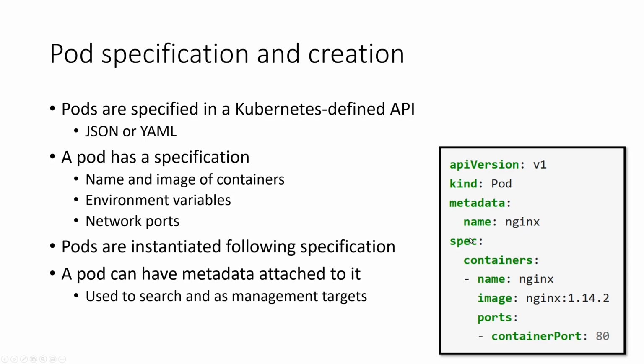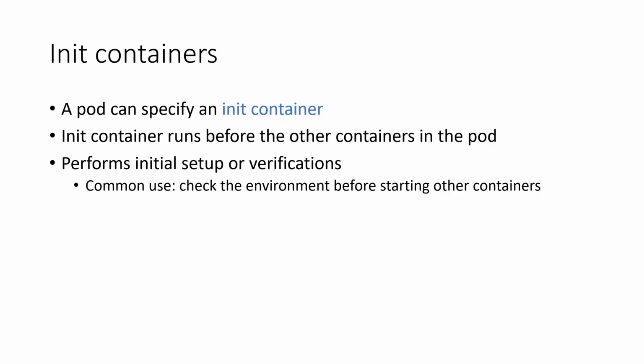For example, we could say who's the author of the pod, how many containers it has, the last time it was updated, and so on. And we use this metadata for search and also as management targets. For example, we can decide to upgrade all pods that match a given name or that were developed by a specific developer. There's one special type of container in Kubernetes, and it's called the init container.